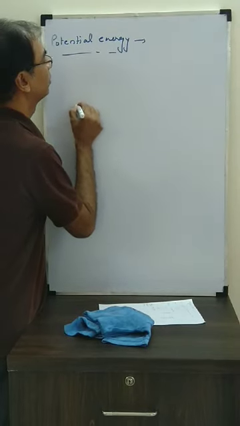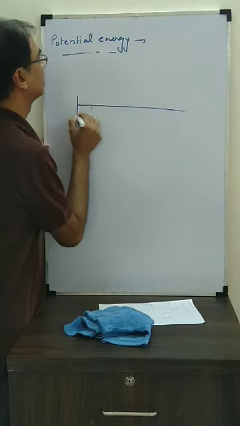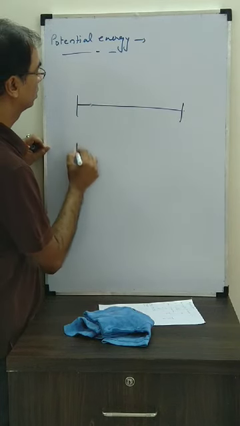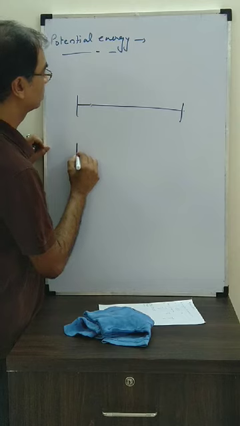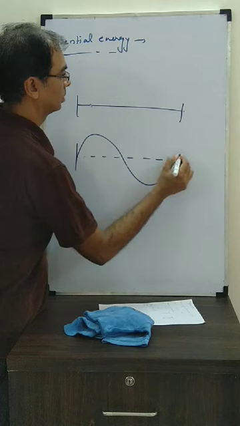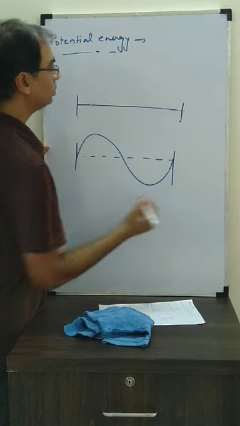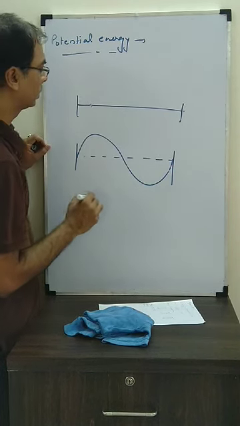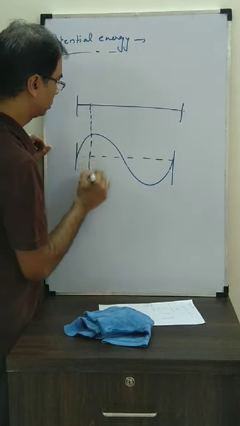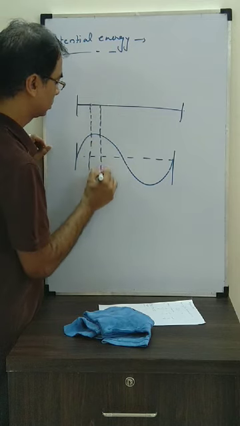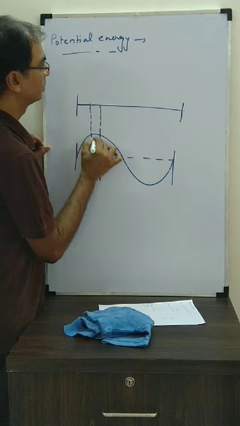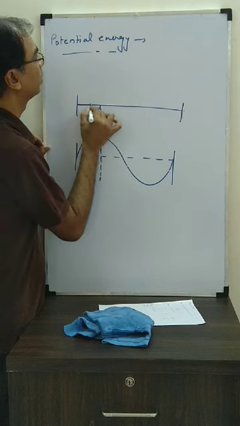Let us see. First, let's assume string is like this. Okay, but then string becomes something like this. Okay, it's the same length, but now just check it. If I take this portion, let's take this portion here. This length, because this is almost straight, this length and this length is almost same.